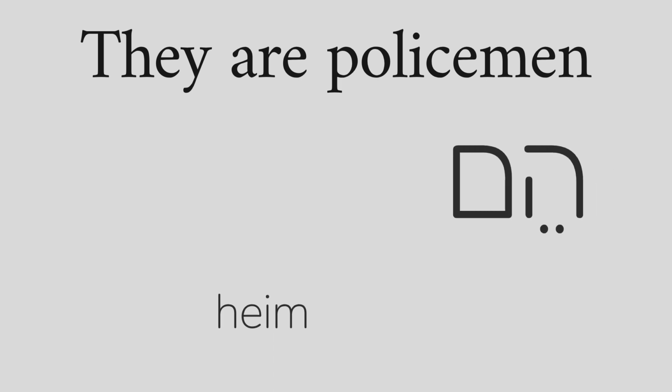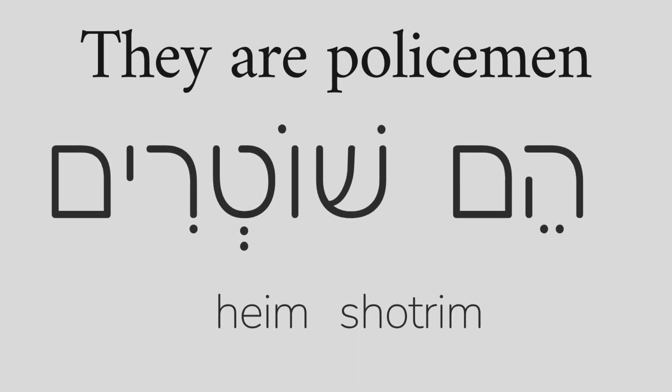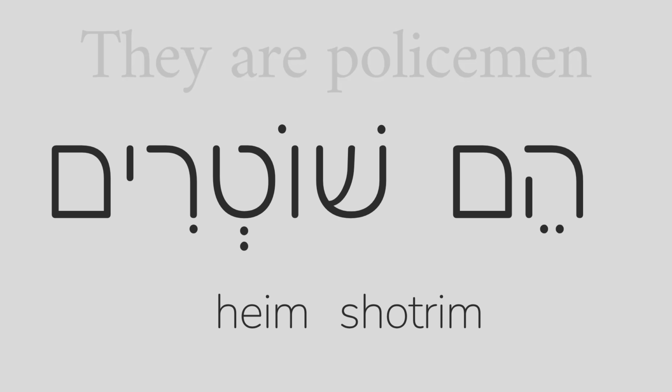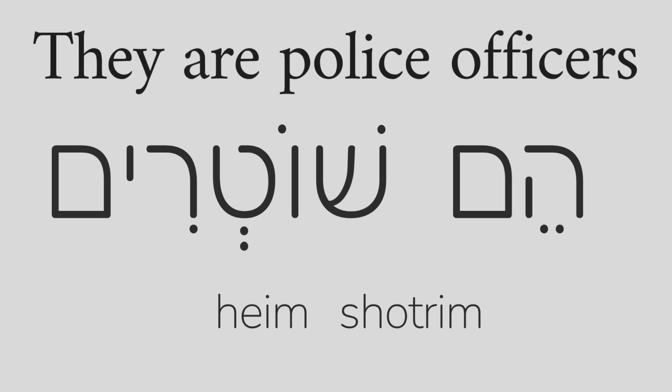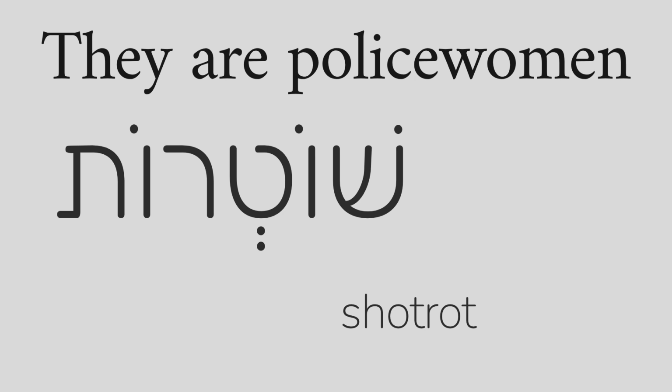To say "they are policemen," we'll have hem, "they," shotrim, "policemen," with no word for "are" in Hebrew. Hem shotrim. They are policemen. Hem shotrim can also mean "they are police officers," talking about a group of men and women police officers. But if all the police officers are women, we'll need the feminine plural form of shoter, which is shotrot, policewomen, as well as the feminine form of "they," which is hen. Hen shotrot. They are policewomen.